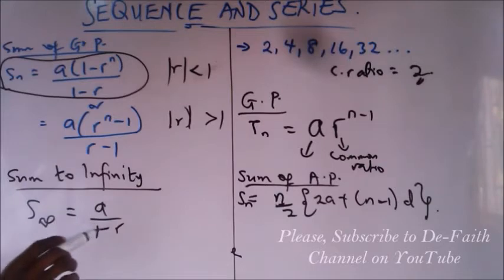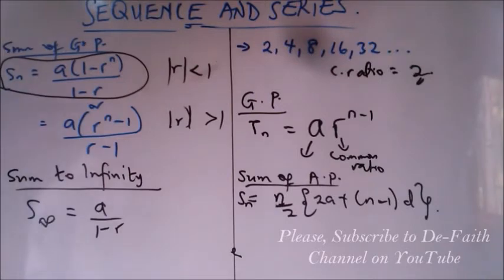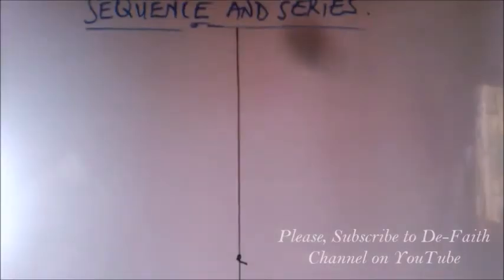A is the first term over 1 minus the common ratio. Next, we look at questions on sequence and series. Alright, so here's question 1. Find the sixth term of an AP whose first term is 3 and whose common difference is 5.